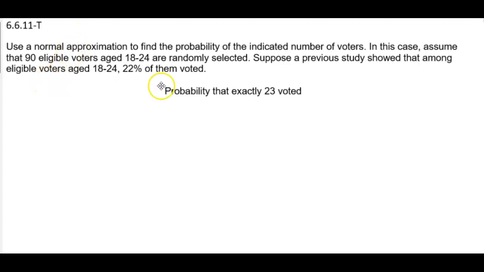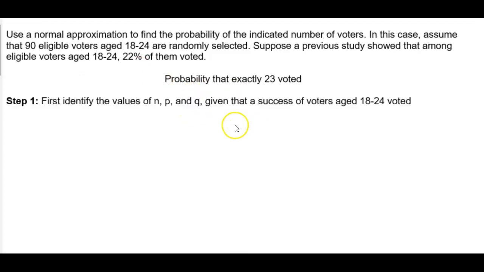Use a normal approximation to find the probability of the indicated number of voters. In this case, assume that 90 eligible voters aged 18 to 24 are randomly selected. Suppose a previous study showed that among eligible voters aged 18 to 24, 22% of them voted. Find the probability that exactly 23 voted.